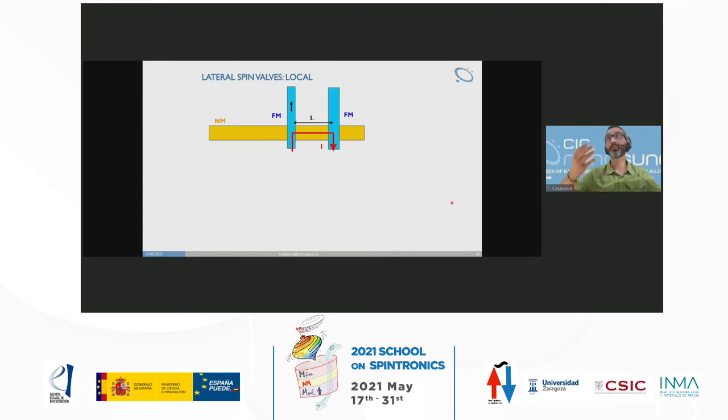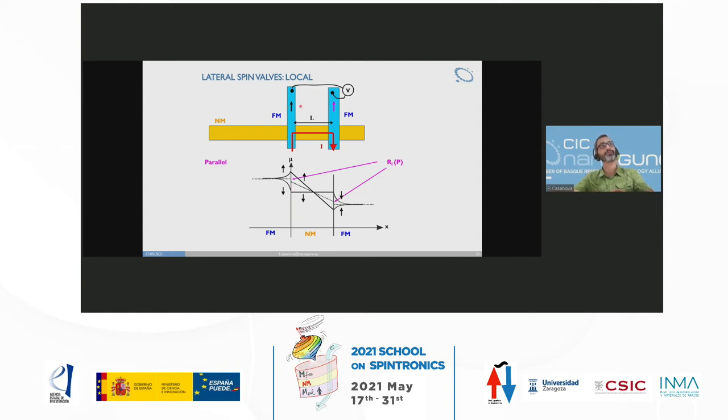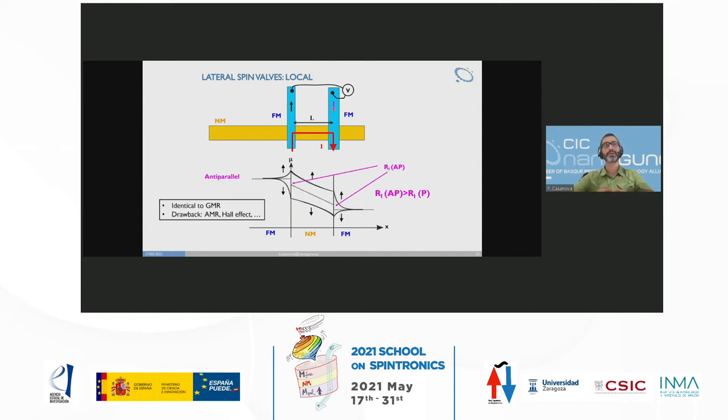If we now go to a bit more complicated device, we are going to construct now a spin valve, but in a lateral structure. So this is a normal metal and two ferromagnetic electrodes, okay? And we will pass a current from the ferromagnet to the normal metal to the ferromagnet. This is like a GMR spin valve, okay, but in a lateral structure. Here, if we solve the spin diffusion equation, we'll see what the chemical potential for spins up and down does. You end up having two interface resistances here because of this imbalance of spins, which will be different if the two ferromagnets are parallel or anti-parallel, right?